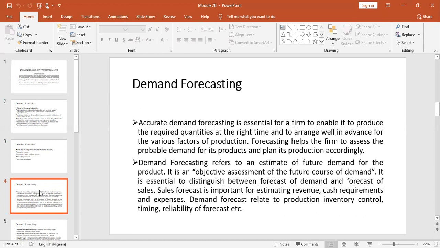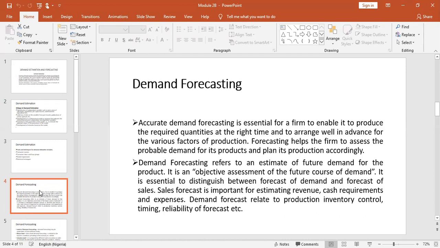Now, demand estimation is current demand for the product. But demand forecasting is futuristic, looking at the future, planning for the future, getting data and information that will enable the company to plan for the future. Demand forecast refers to an estimate of future demand for the product. It is an objective assessment of the future course of demand.